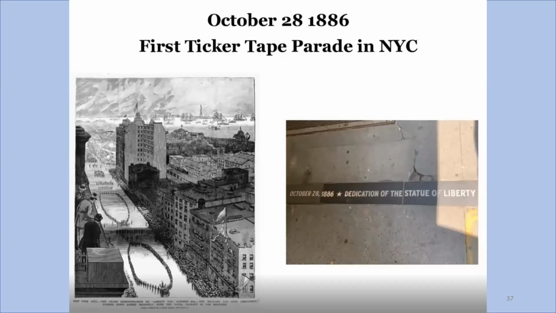There's ticker tape noting the date and what the event was. And this goes all the way back to the very first dedication of the Statue of Liberty in 1886. I think the last two that they had were actually for the World Cup, the Women's World Cup Soccer. So I don't even think that they allow them anymore because it's such a mess to clean up.